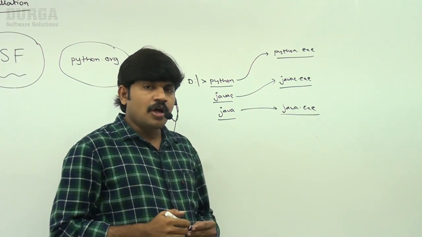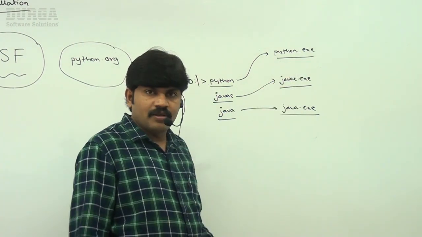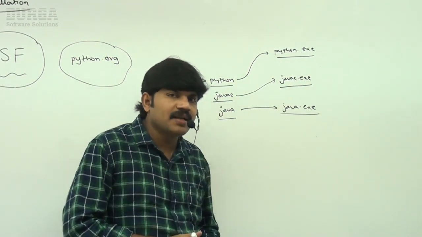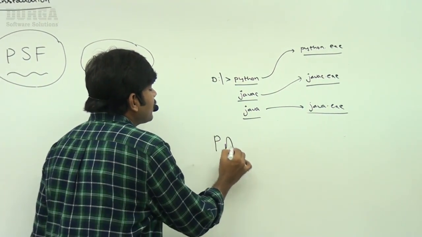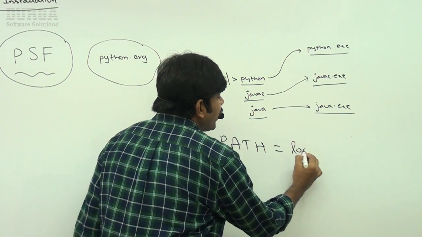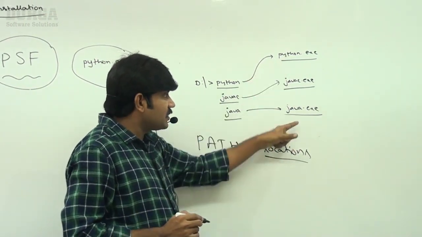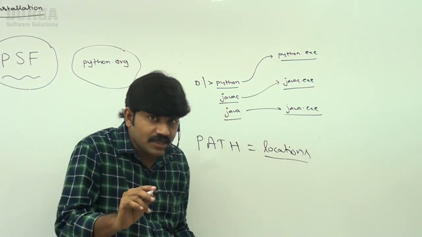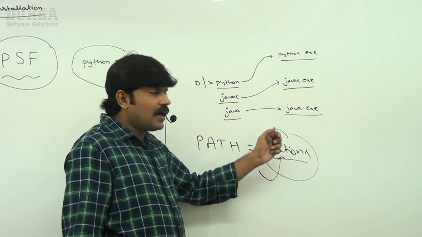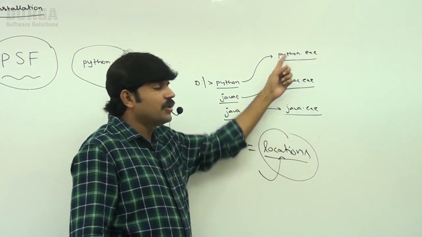Now my question is, how will the operating system identify the corresponding exe file, and from where is it going to search for the required exe file? Immediately the OS is going to contact the path environment variable. In the path environment variable, locations will be there. Locations where these exe files are available. Immediately the Windows operating system will search in these locations, identify the corresponding exe file and execute that exe file.